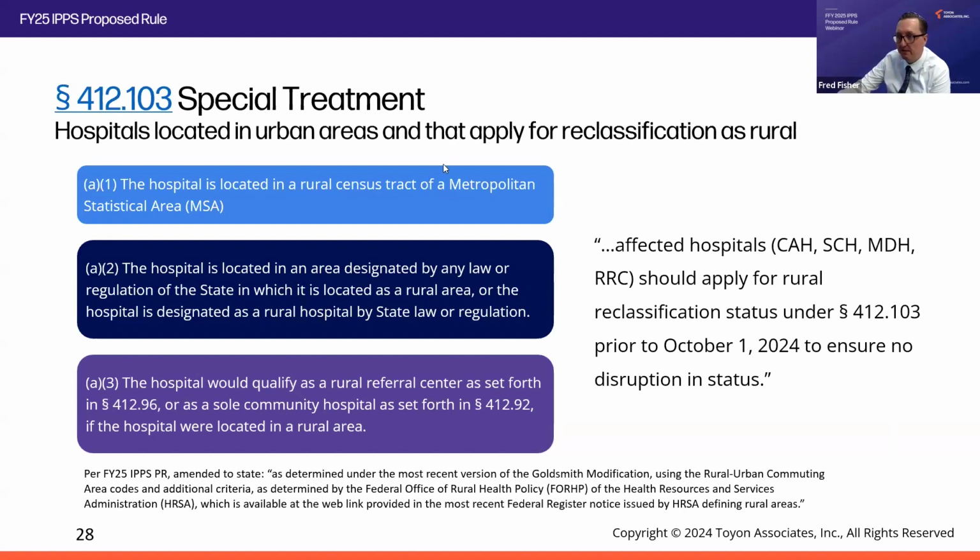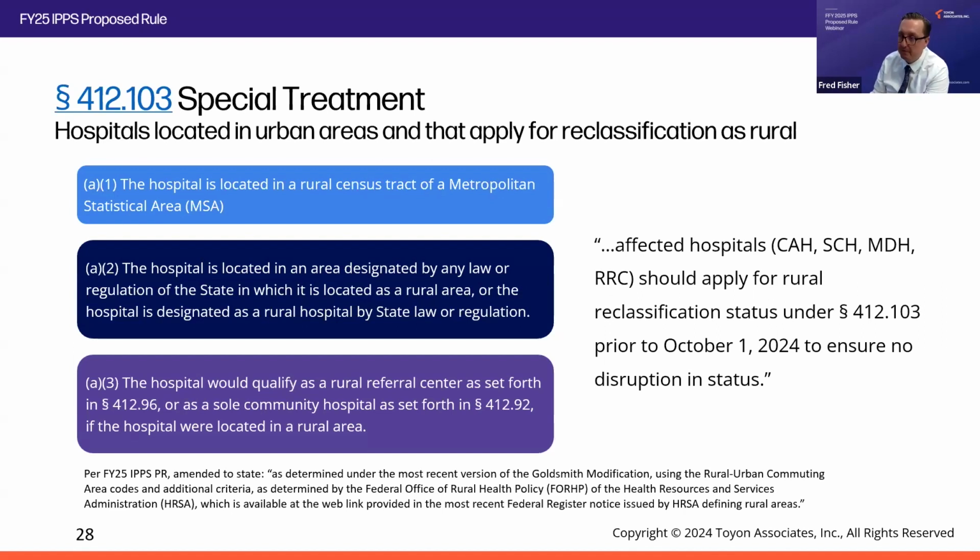I could speak to this, Ryan, because this has been something I've been scratching my brain on all week: what the heck is CMS talking about here? What they say is, if you're one of these hospitals that's affected, just apply for rural status under section 412.103. They say prior to 10/1/24. Well, first of all, you really can't. Not everybody could apply for rural status. You also need to apply for rural referral center status, because in order to become a rural referral center, you have to do so in the last quarter of your fiscal year.